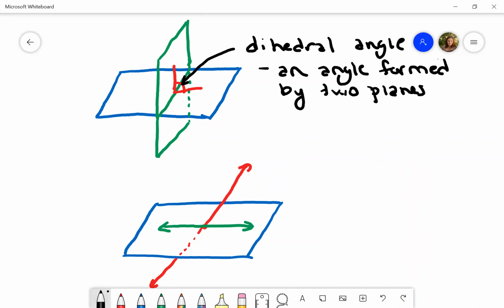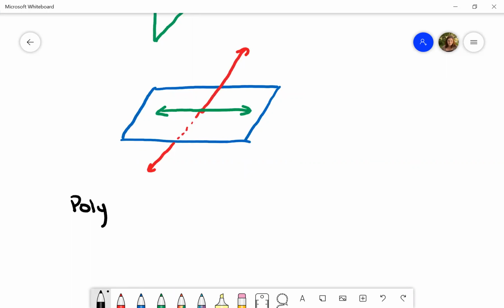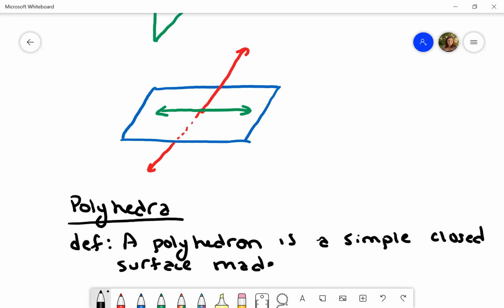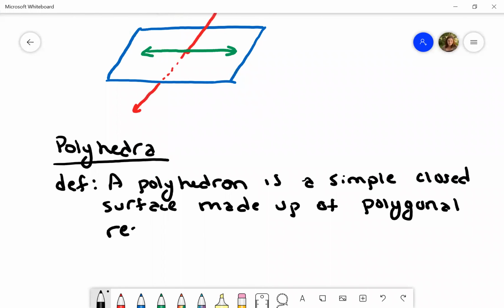Okay, so let's talk about shapes in 3D. We have some names. The first is polyhedra, which is the plural. So let me define that. A polyhedron is a simple closed surface made up of polygonal regions. Think golf ball. You know how you look at a golf ball and it's not perfectly round, but it's shapes that make up the golf ball? That would qualify as a polyhedron.